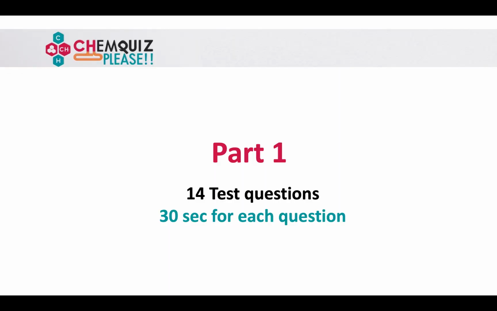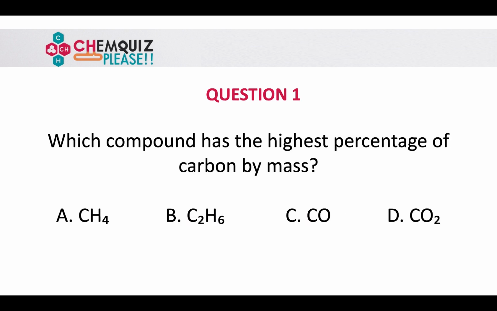This round consists of 14 multiple-choice questions, and you'll have 30 seconds for each one. Stay focused, think fast, and trust your chemistry instincts. Let's get started. Here comes the first question. Which compound has the highest percentage of carbon by mass? You have 30 seconds. Think carefully and choose your answer.